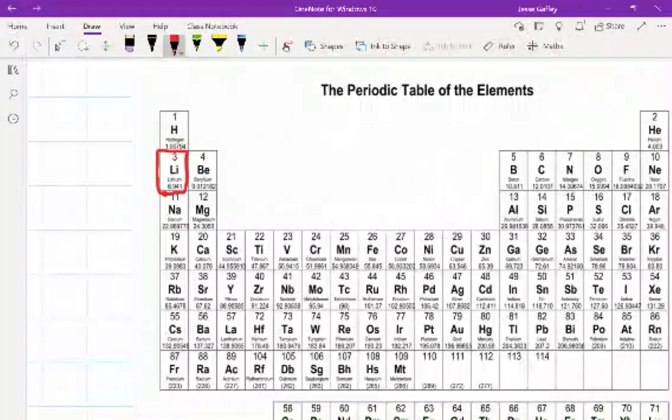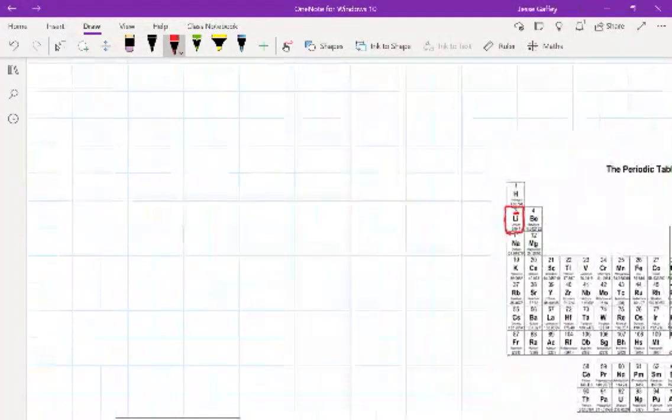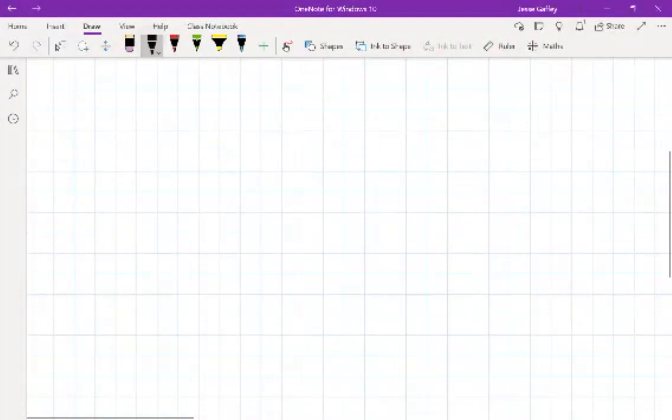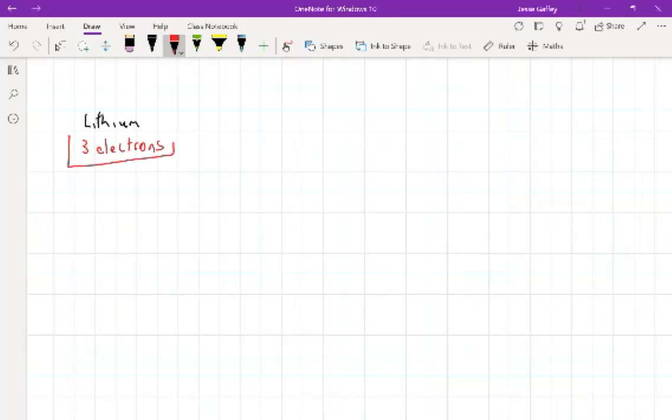So I know that lithium has 3 protons because its atomic number is 3. Now, if it's an atom of lithium, then it has to have the same number of electrons as it does protons. So lithium will also have 3 electrons. So that's the first thing to think about when we're drawing an atom. We're going to say lithium. First thing to know is we've got 3 electrons. Key information, 3 electrons.